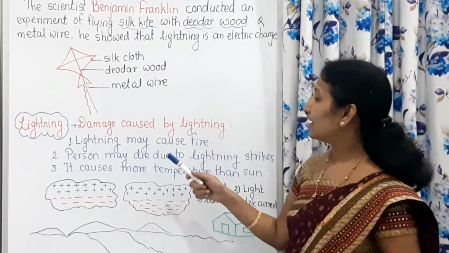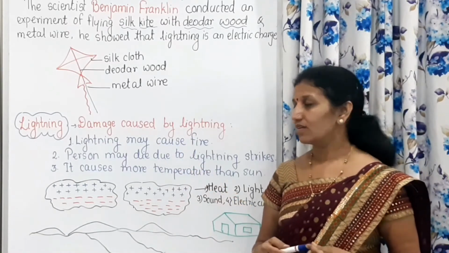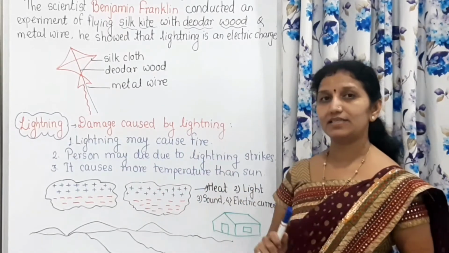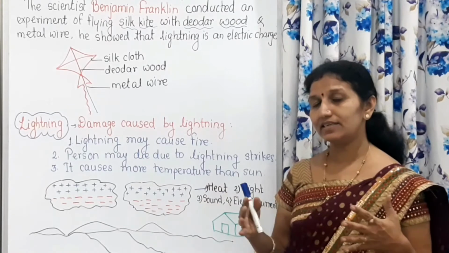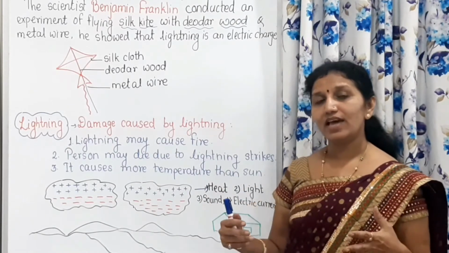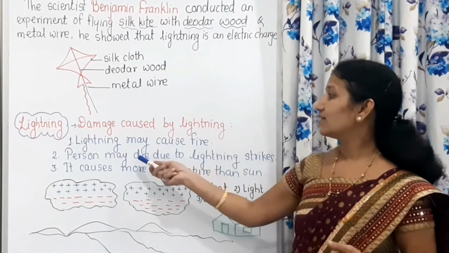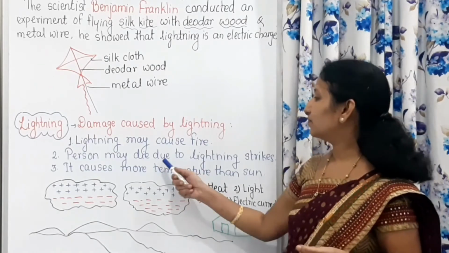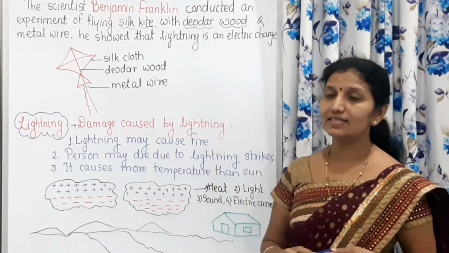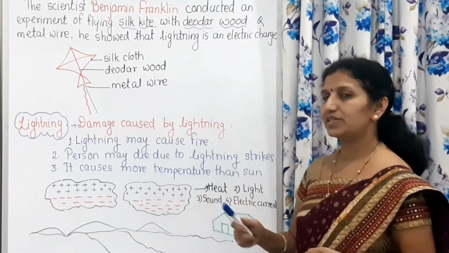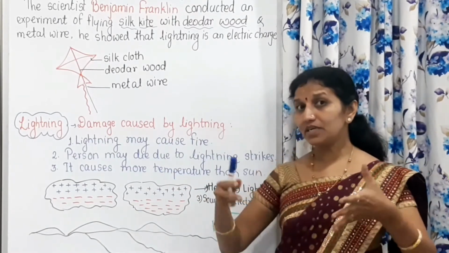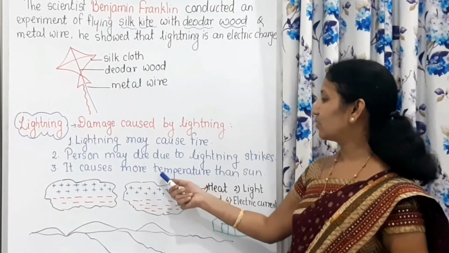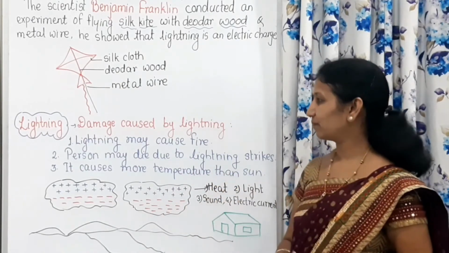That we will see. Lightning may cause fire. A person may die due to lightning strikes. If there is a lightning strike, our body also has electric charges, and because of that he may catch the lightning and he may die due to lightning strikes. It brings a tremendous amount of heat, and due to that there is an increase in temperature, and it causes more temperature than the sun.